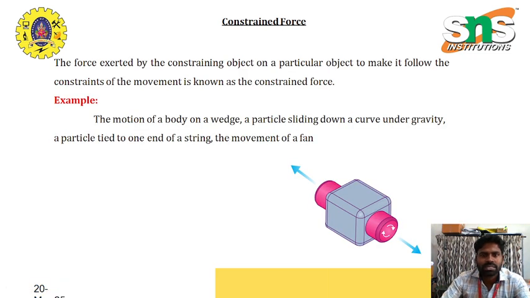Next one is the constrained force. What is constrained force? The system itself produces forces, so it is called the constrained force. The force exerted by the constraining object on a particular object to make it follow the constraints of the movement is known as constrained force. Examples are a particle sliding down a curve under gravity, and a particle tied to one end of a string, as in the movement of a fan.